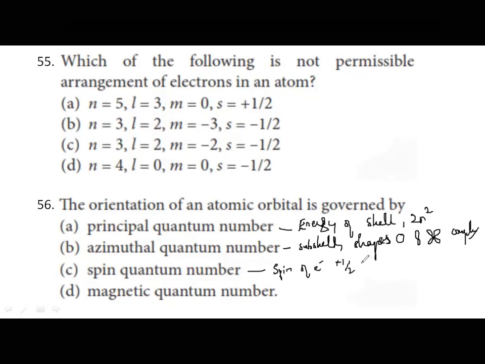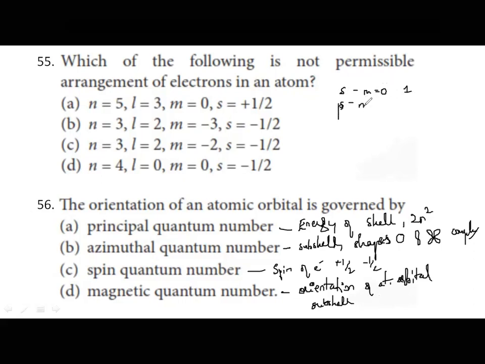One with plus half spin and another one is minus half spin. If one is spinning in clockwise, another will spin in anti-clockwise. Magnetic quantum number tells us about the orientation of the atomic orbitals. So the number of orientations will tell how many atomic orbitals are present for the subshells. If you consider S subshell, there is only M is equal to 0. So it is having only one orientation.